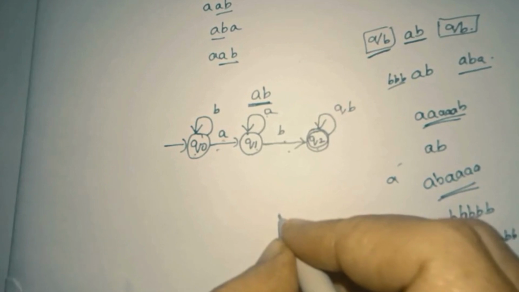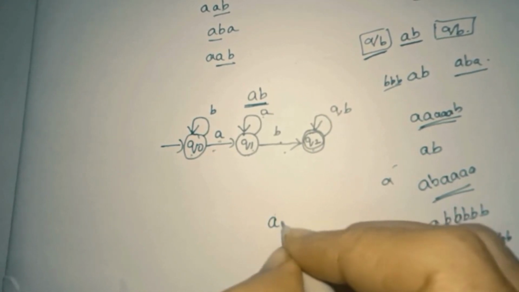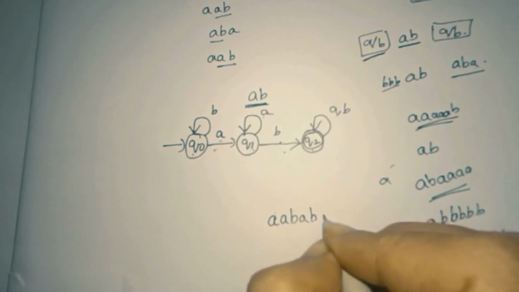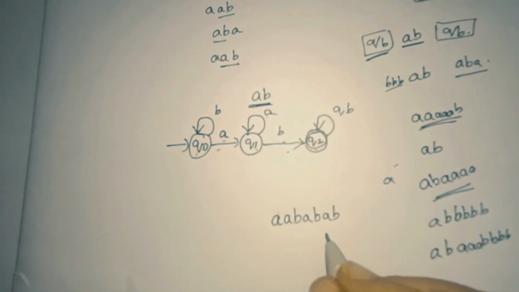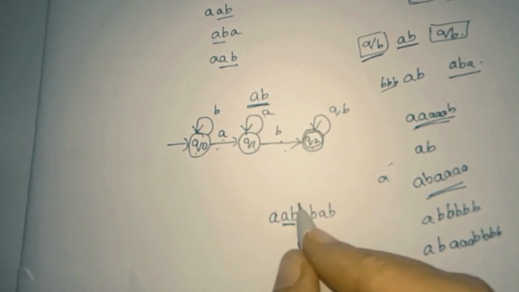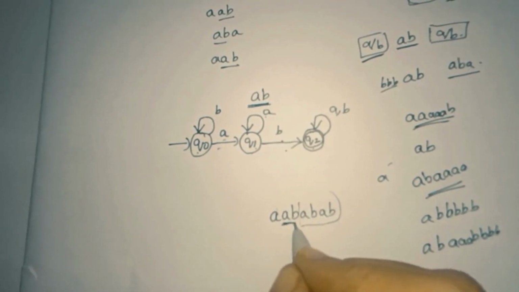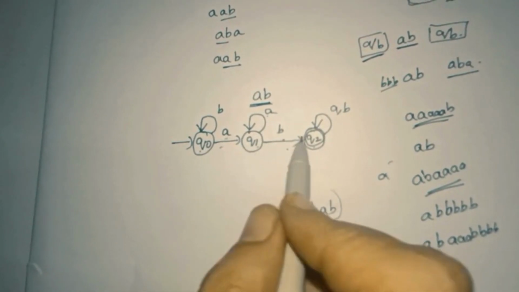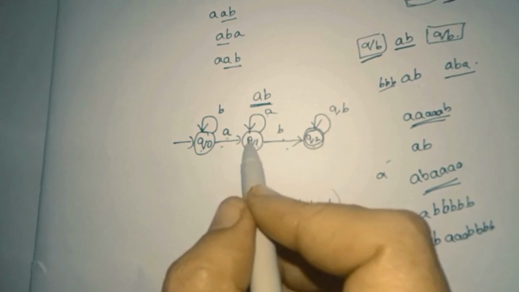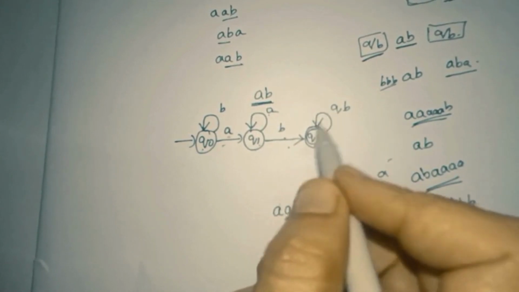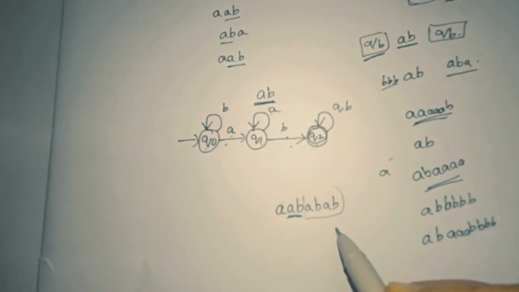Consider some string like A, B, A, B, A, B. Okay, this is the string. This should be accepted because it contains AB as a substring. Whatever else it might contain, AB should be there. So if I take A, B, A, B, A, B, hence it is accepted.